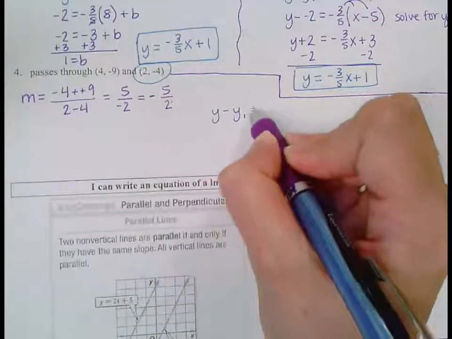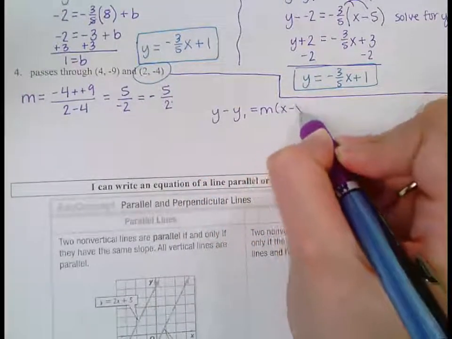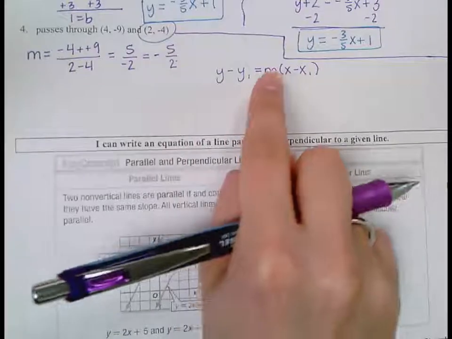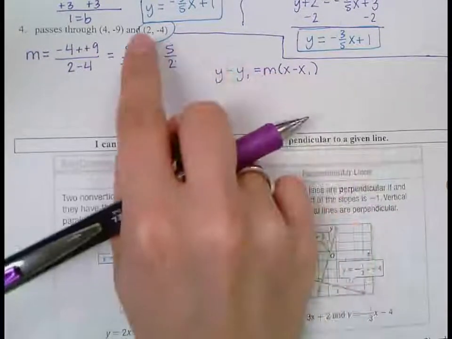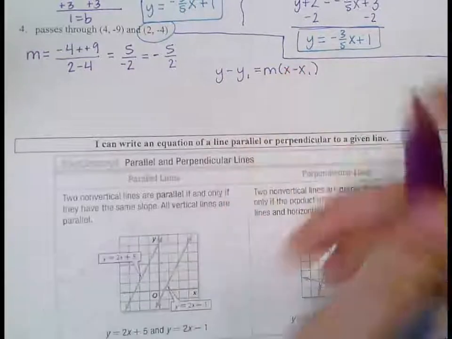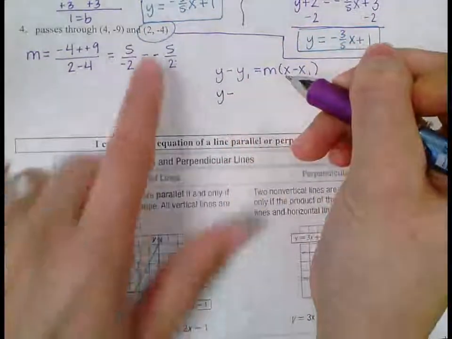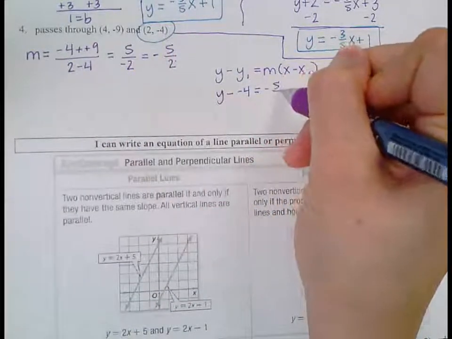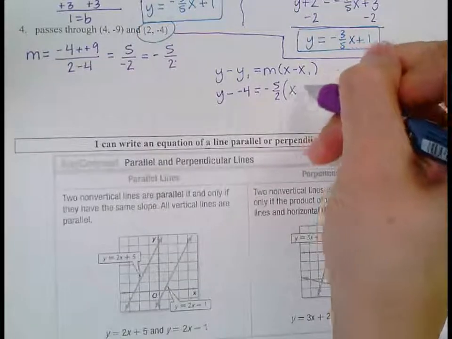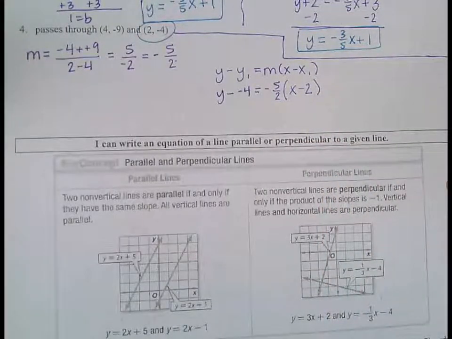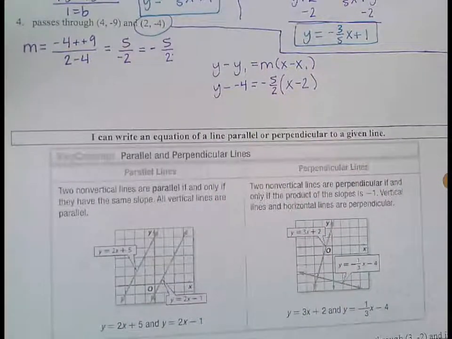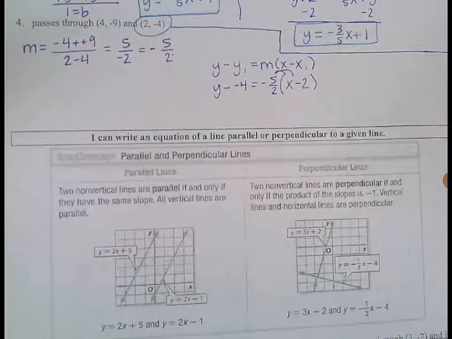So y minus y sub 1 equals m times the quantity x minus x sub 1. Substitute negative 5 halves in for m, 2 and negative 4 in for my x sub 1, y sub 1. So y minus the y coordinate, negative 4, equals m, negative 5 halves, times the quantity x minus the x coordinate, 2. And then I'm just going to solve for y. So again, distribute on the right side first.